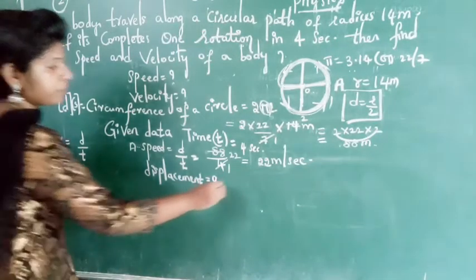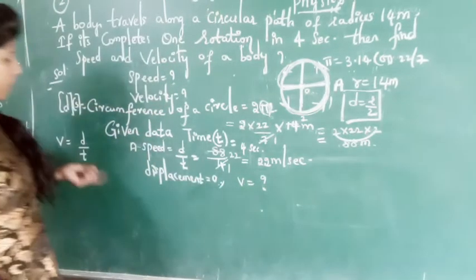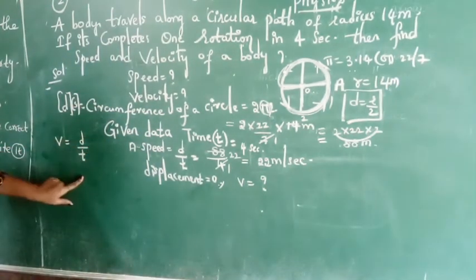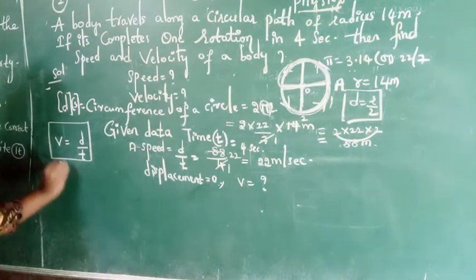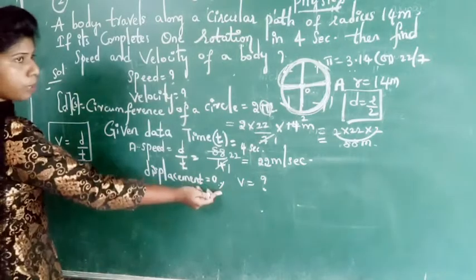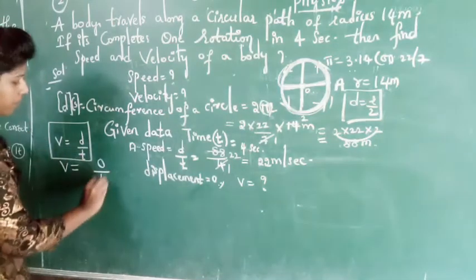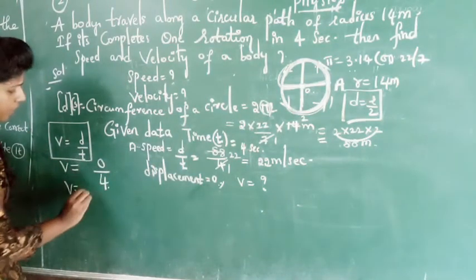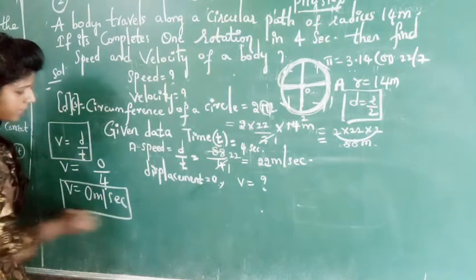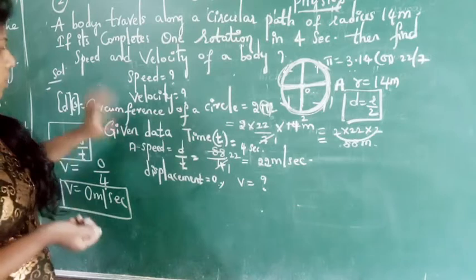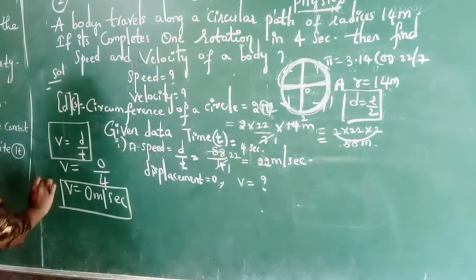Given displacement is 0, and we have to calculate velocity. We know that velocity is equal to displacement by time taken. Yes or no? What is the formula for velocity? Displacement by time taken. So displacement is 0, divided by time taken, which is 4 seconds. So velocity is equal to 0 by 4, which means velocity equals 0 meters per second. So the distance is complete, average speed is calculated, and at the same time, velocity is also calculated.